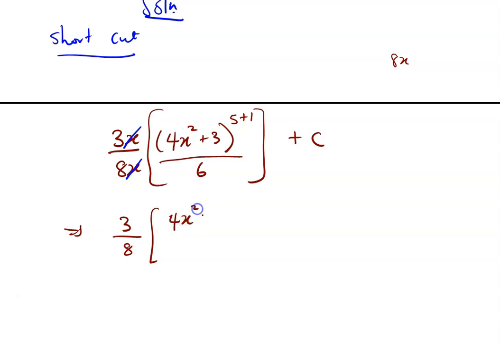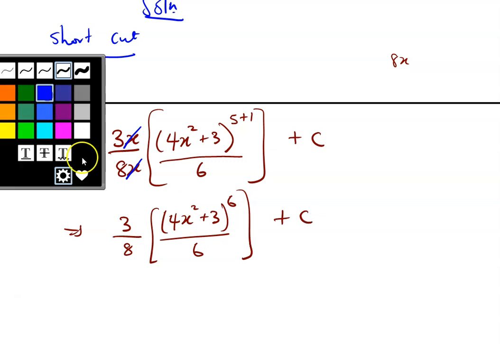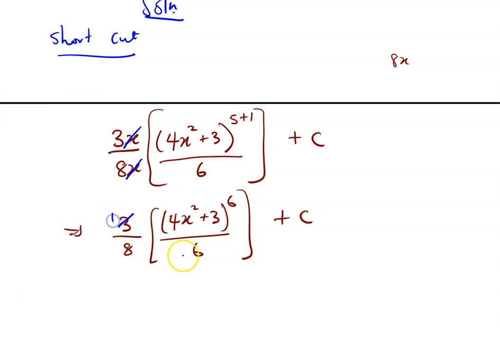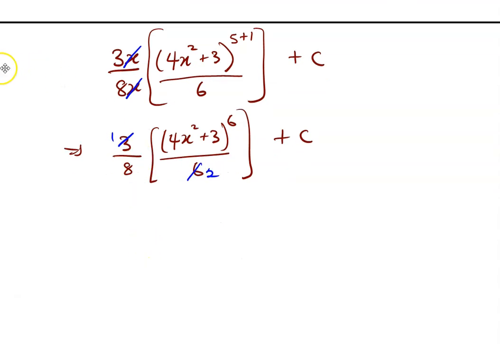Or into bracket 4x squared plus 3, exponent 6, all divided by 6. Then we have our plus c. But you should take note that 3 will go here 1 and 3 goes here 2. Right. So what do we have now? We are going to get 1 on 16, because 2 times 8 is 16.